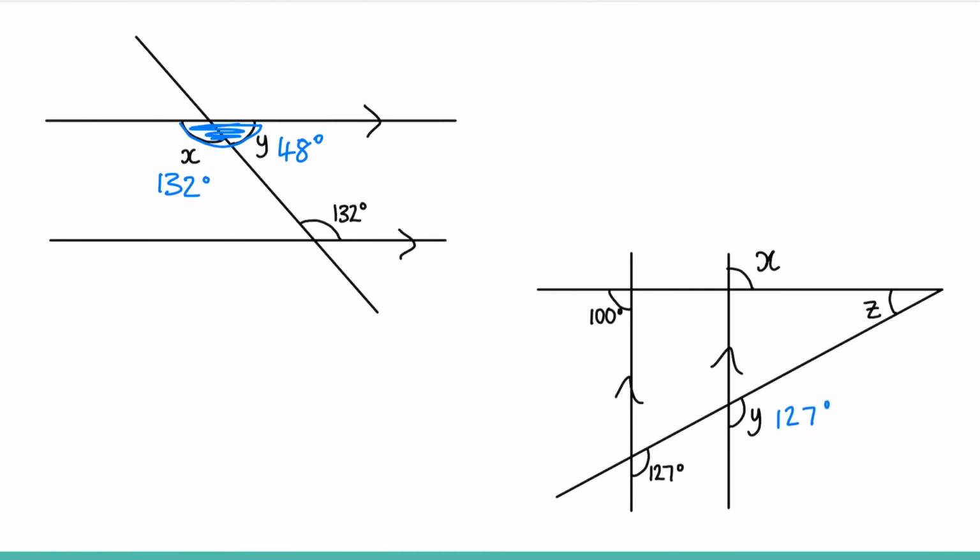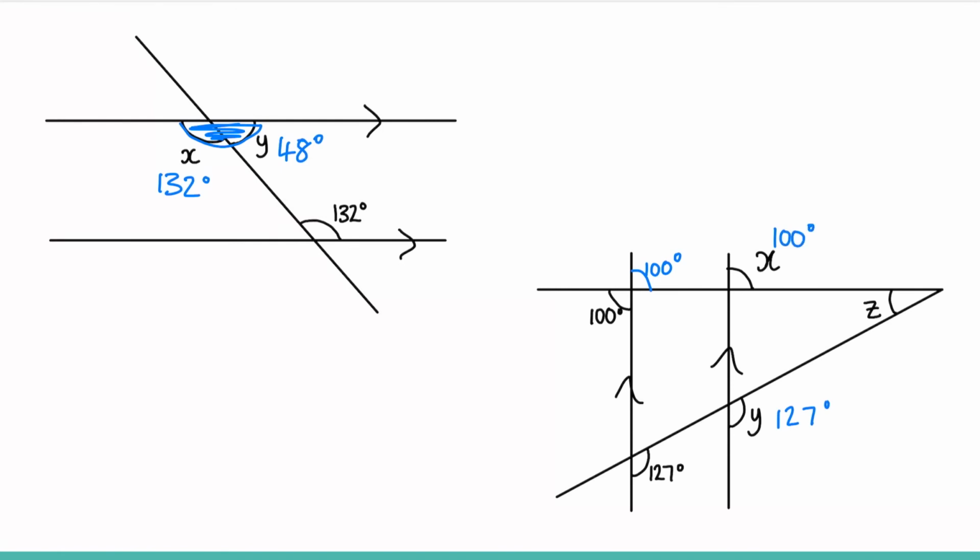Then we can see that this one here would also be 100 degrees. They are vertically opposite, which means that we can now find another F shape, this one here, lying on its back, and therefore X is also going to be 100 degrees.